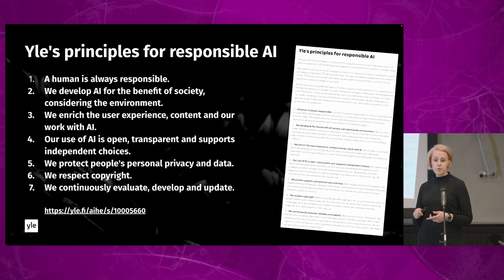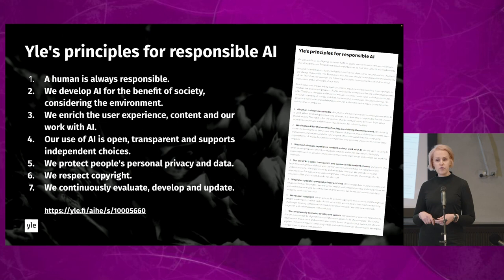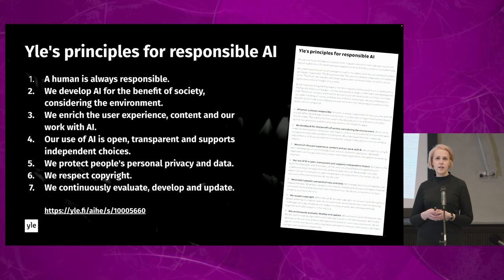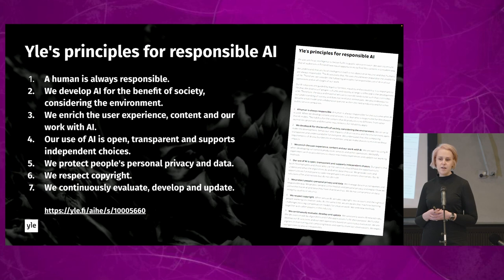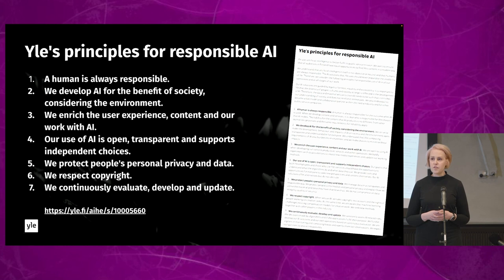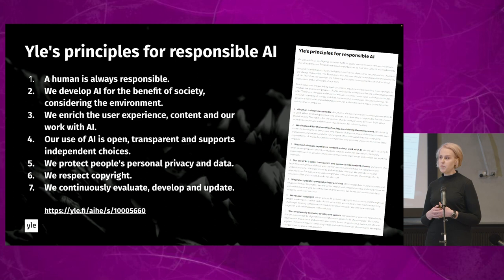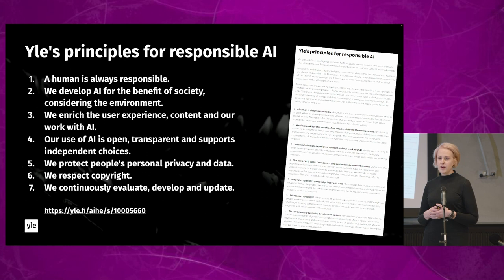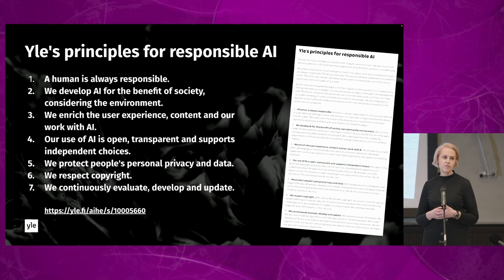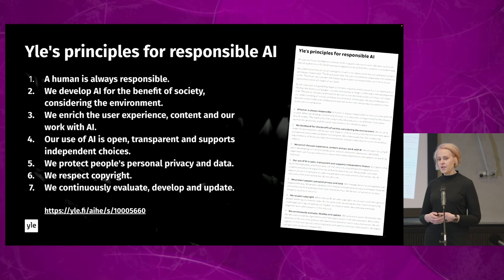So we have these seven principles. And the first principle is that a human is always responsible. So we never publish anything or put out a product that hasn't been approved by a human. We are very particular with that. And also that we develop AI for the benefit of society, considering the environment as well. So these are two of the things that we consider when we are developing AI products or anything related to AI. We enhance the user experience and content in our work with AI. So just adding AI for AI's sake isn't a reason to use AI. It has to bring something more into the experience or the content. It needs to enrich it.